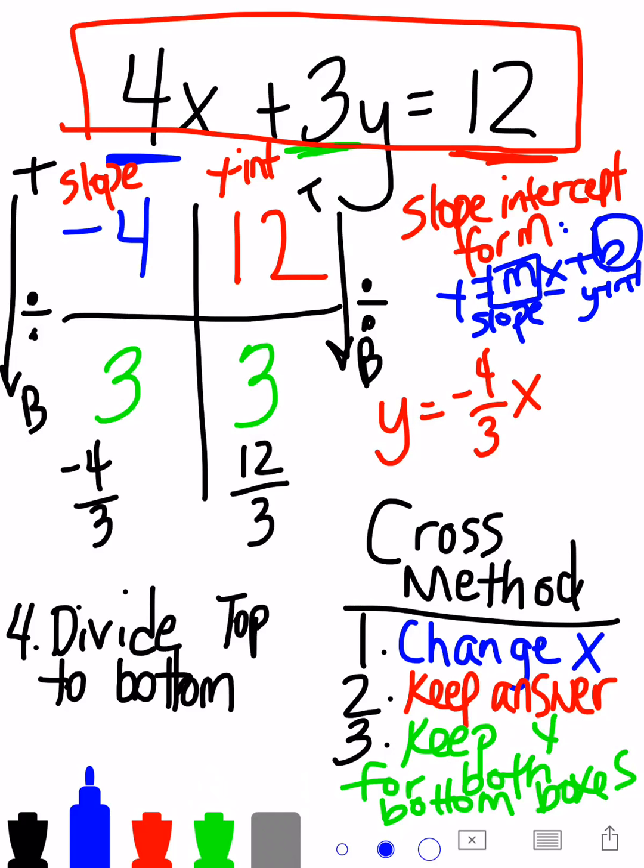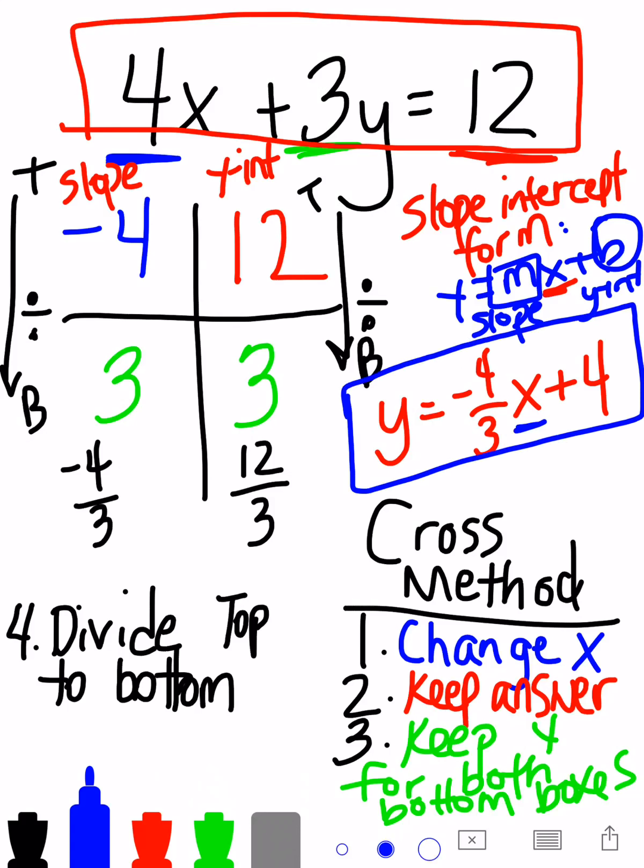Remember, we have to put an x behind our slope, so that's why we put an x right here, because -4 over 3 in this case is our slope. And our y-intercept is 12 divided by 3, and it's going to give you a +4, so I'm going to put +4. So this answer right here, y equals -4 over 3x plus 4, is now solved for y. And we began with a standard form equation of 4x plus 3y equals 12.